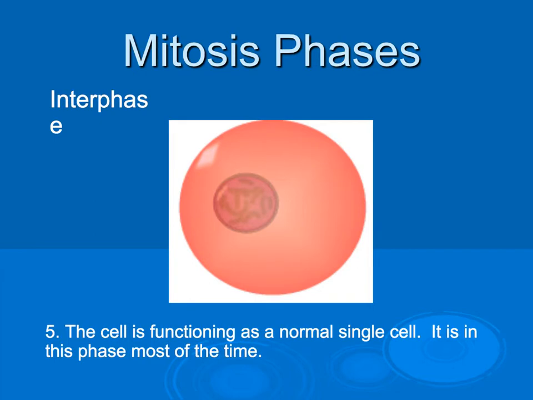So here is interphase. Again, it's where a cell is just a regular cell, and it's growing. And right here you can see the chromosomes inside. They are condensing, and they're getting ready to divide.